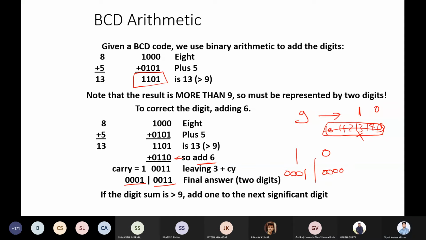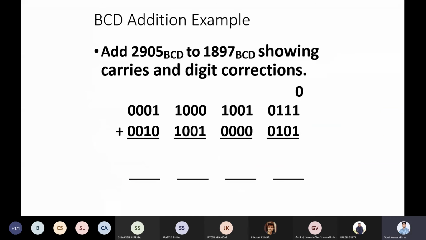Anyone? Guys, any doubt? No, sir. Cool. So this is for your homework. 2905 plus 1897. So just try to solve it at your home. You can take a snapshot, or I will upload it anyways. I already uploaded this slide in the LMS, so you can check it out here. Try to solve it by yourself. Then we will discuss in the next class. So this is your homework. Quick homework, just one addition.